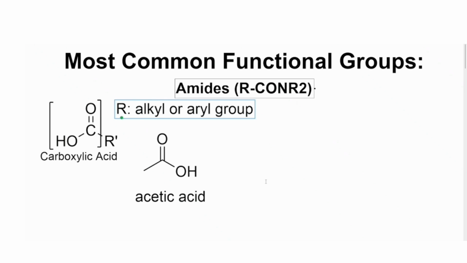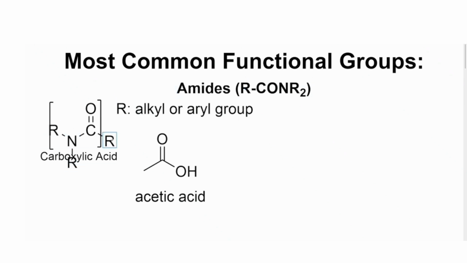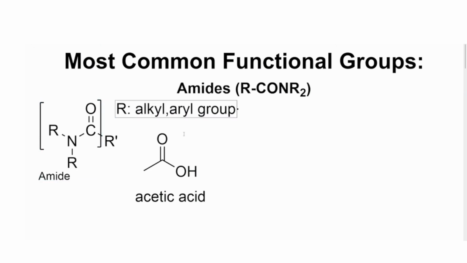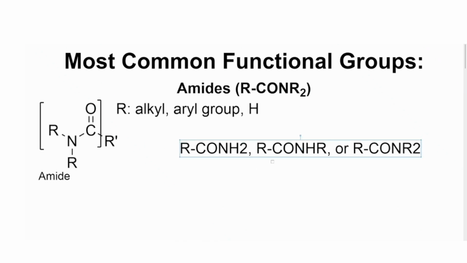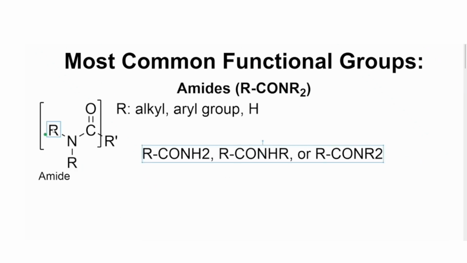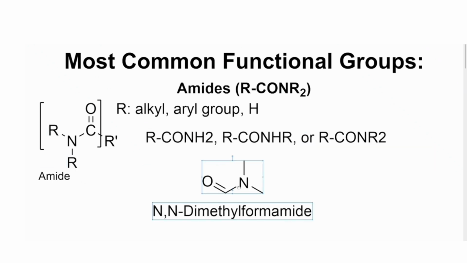Last but not least are amides, RCONR2. The general formula is RCONH2, where both of these are hydrogens, RCONHR, where one of these is a hydrogen and another one is an R group, or RCONR2 seen here. Amides are typically polar and can form hydrogen bonds, leading to higher boiling points. N,N-dimethylformamide is a common solvent used in organic synthesis.